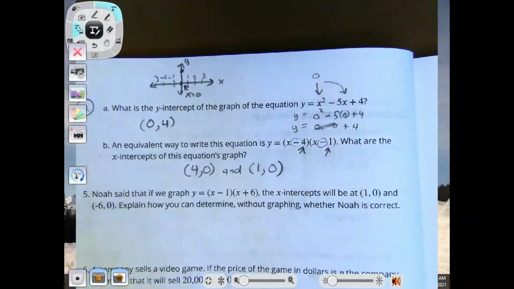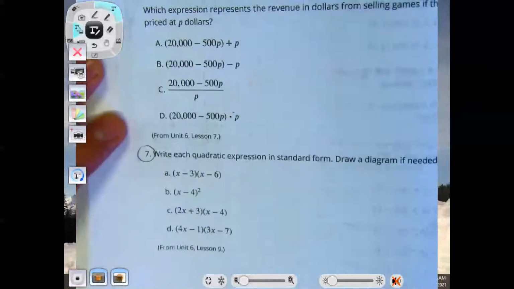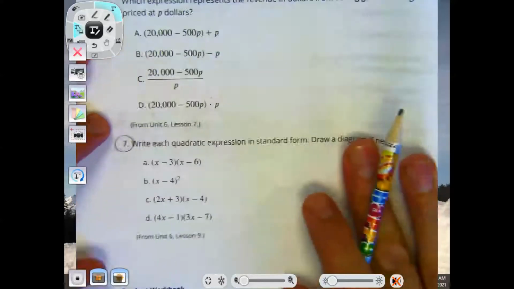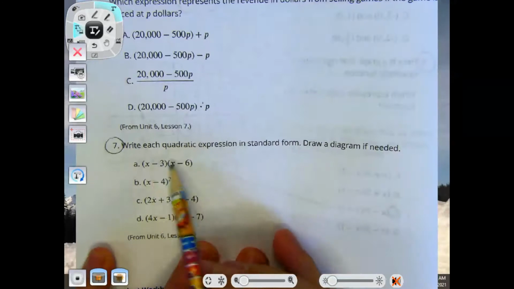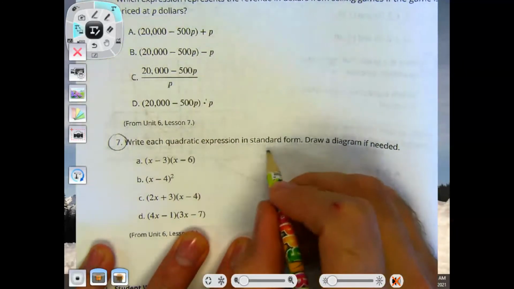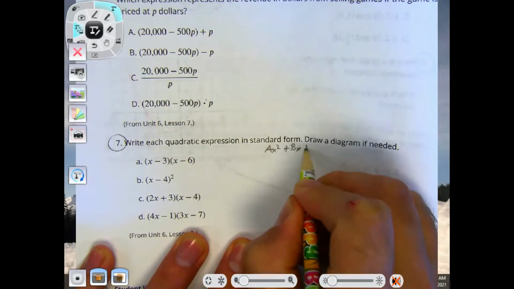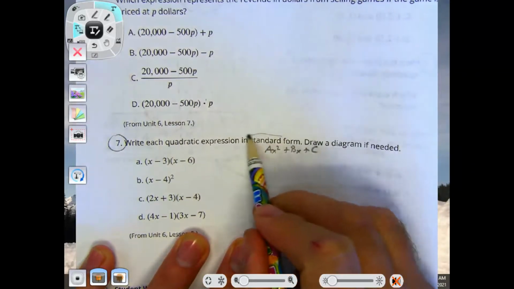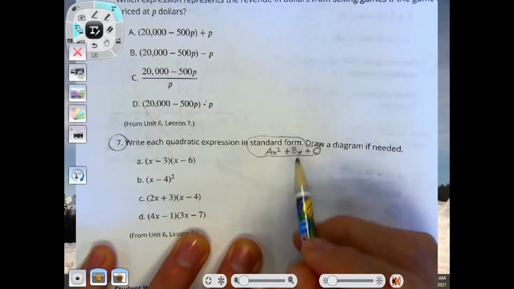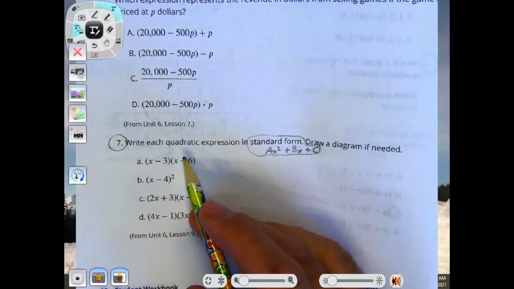Okay. Let's go all the way down to number 7 and we'll wrap it up. I love this. Write each quadratic expression in standard form. Draw a diagram if needed. Now, standard form, that's ax squared plus bx plus c. Okay, that's what this is. All right, so all we have to do is use the distributive property or the rainbow method.